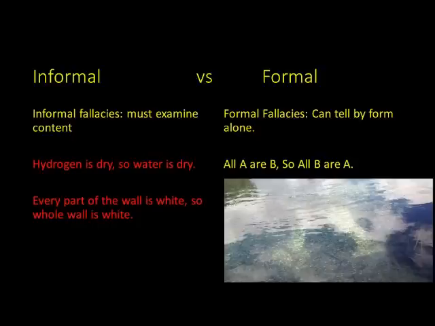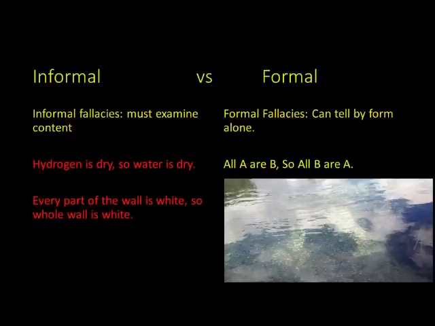Formal fallacies, on the other hand, are arguments with a bad form or inference. You don't have to look at the content. You don't have to think about the meaning of the words. You can see the arguments are fallacious by their form alone. For example, the following argument is fallacious by its form alone. All A are B, therefore all B are A. Okay? All A are B, therefore all B are A.